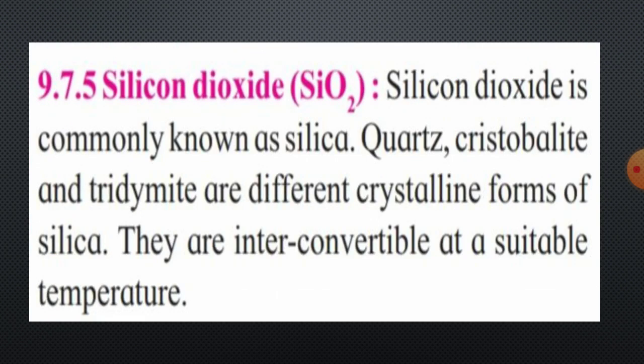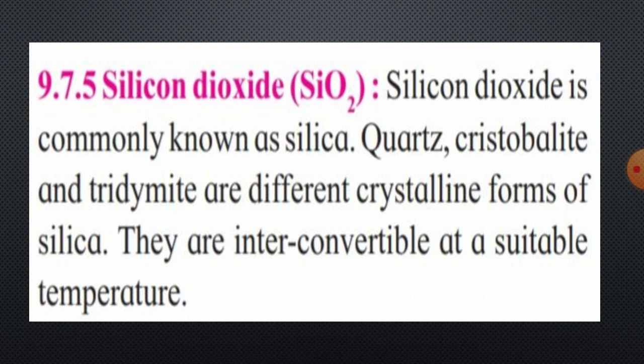So here is the compound silicon dioxide. Silicon, whose symbol is Si. Dioxide means two oxygen, so silicon dioxide, its formula is SiO2. Silicon dioxide is commonly known as silica.